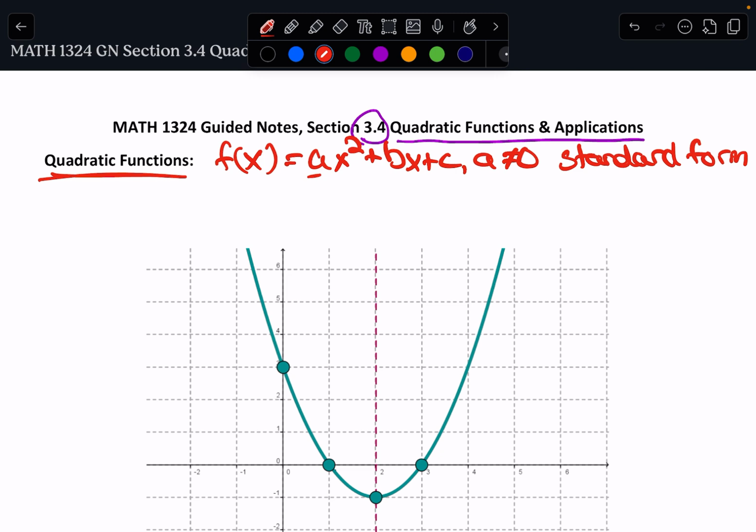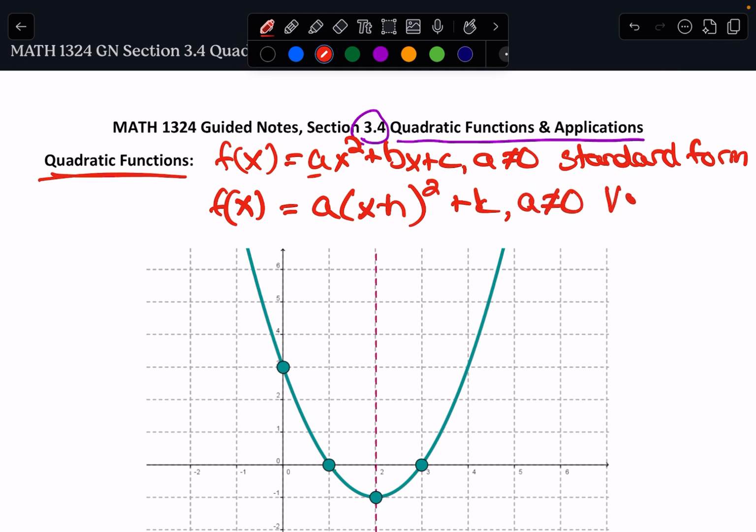Now, we have another form for the quadratic function, which is f of x equals a times x minus h squared plus k. And with this one as well, a cannot equal 0. This form is called the vertex form.